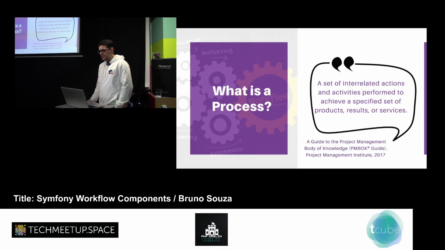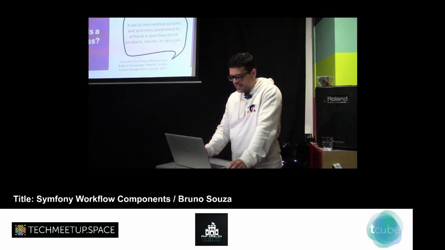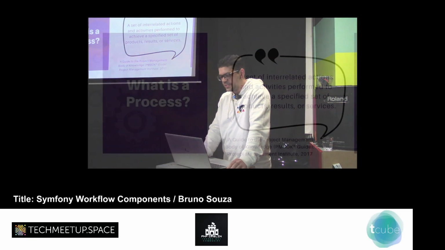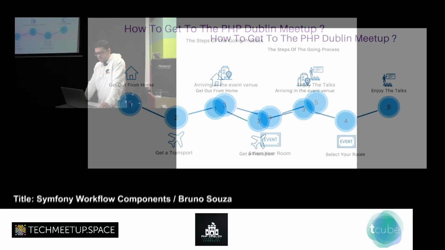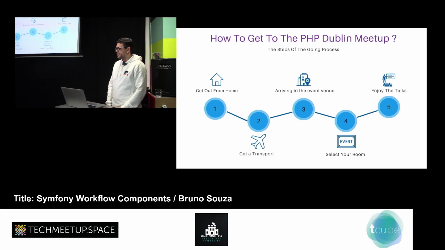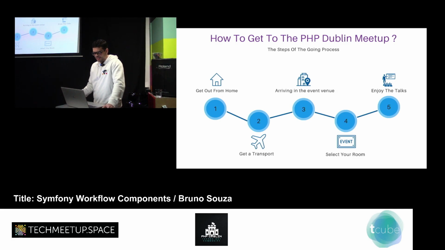So first of all, to understand the workflow, we need to understand what is a process. There is a definition on the PHP book, which is a set of interrelated actions and activities performed to achieve a specified set of products, results, or services. So trying to translate this on a hands-on action, how to get to the PHP Meetup. This is a process, no?